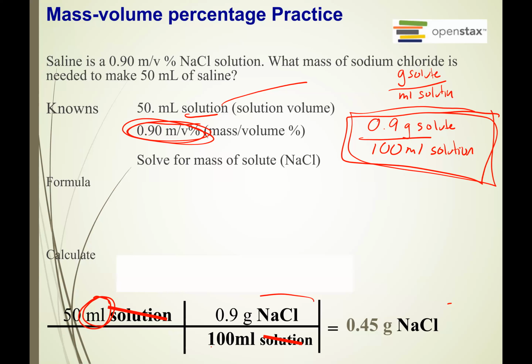This is 0.9%, so it's just rewriting it. Now, the course is going to ask you to do it like this a bunch. So when you see that percent, just remember it's part over whole. It's whatever the number is over 100 every single time. So 5% is 5 over 100. If it's 10%, it's 10 over 100. And it's always solute over solution. So if it's 10, it's 10 grams of solute over 100 grams of solution or volume, either or.